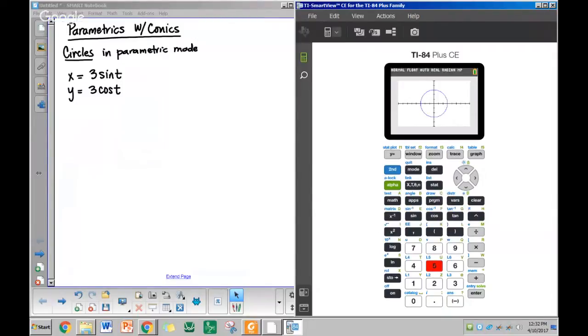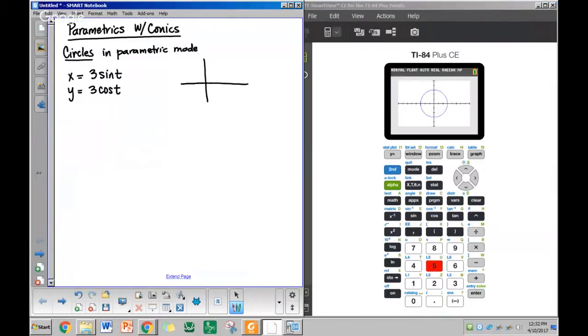Anybody notice where that started? At the top, yes. So everybody see that it's a circle of radius 3, and it started its motion here at the top. And which direction did it go after that? Clockwise. So it started there and went around that way. This is my abbreviation for clockwise.